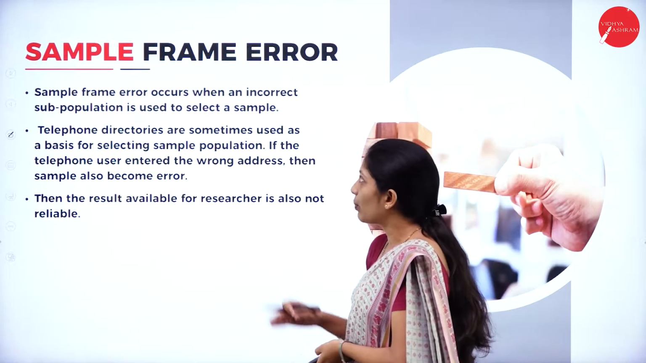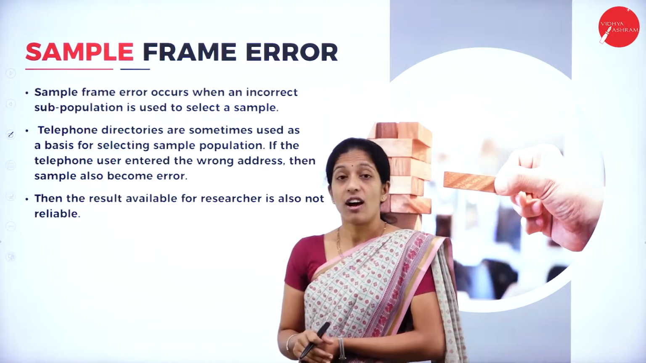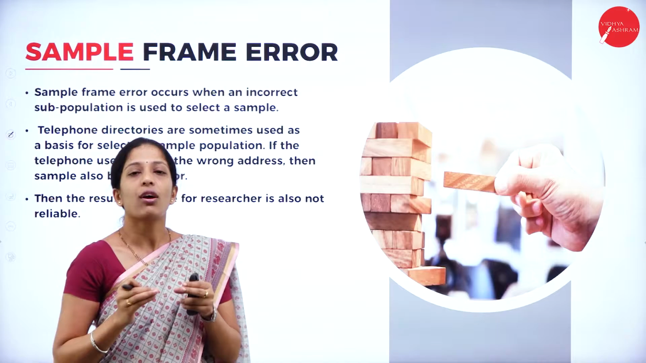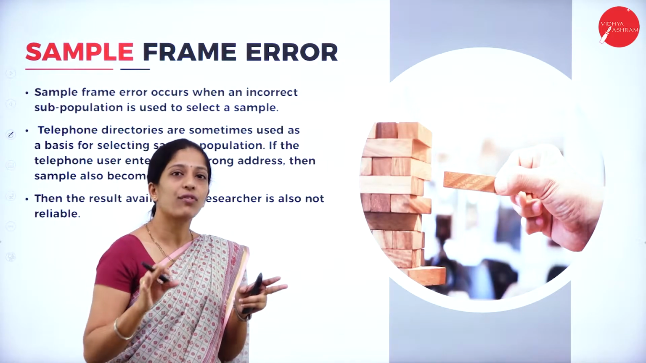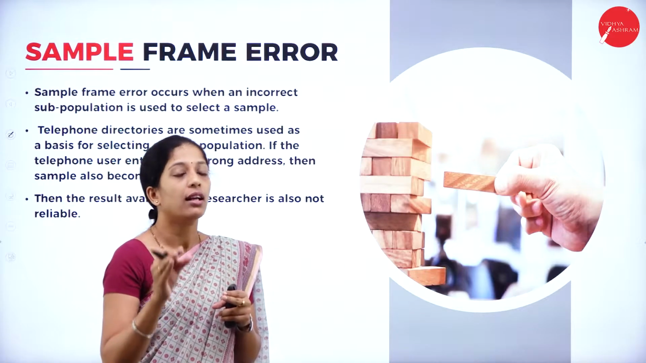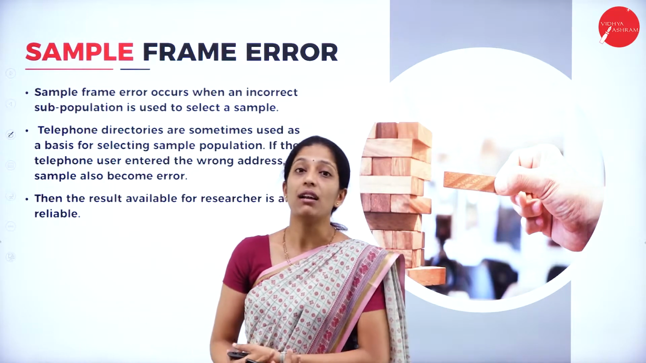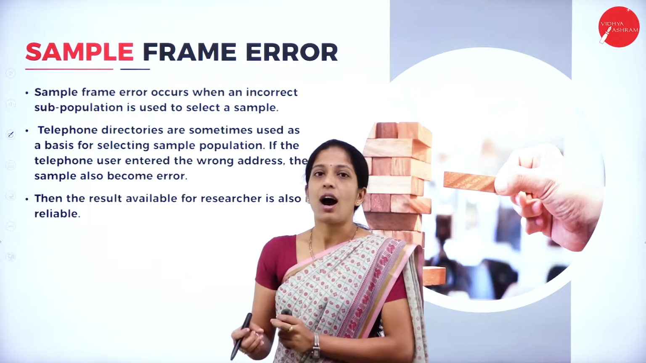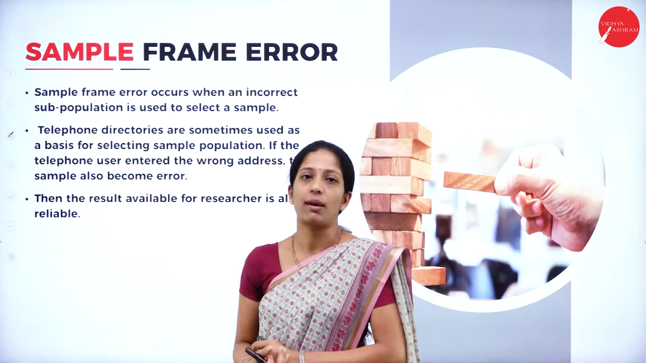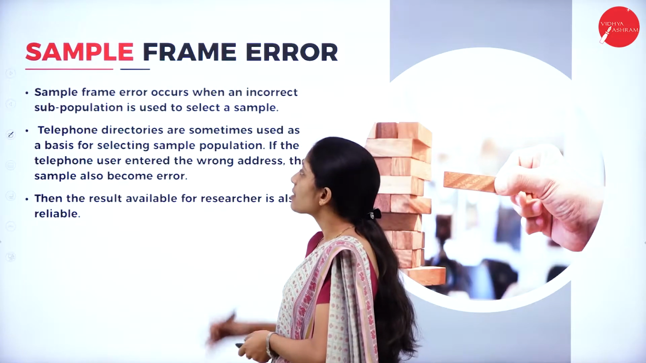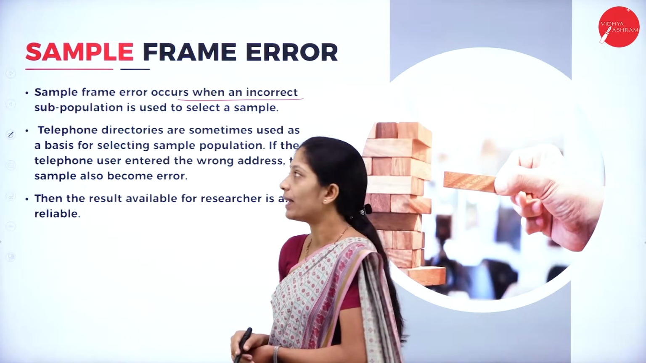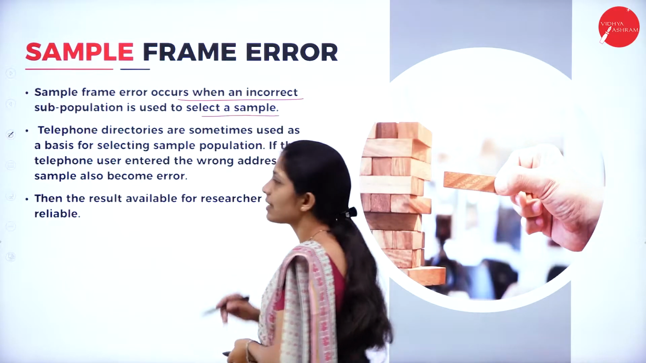Now, coming to the second one, sample frame error. Of course, we have identified who is the target population. Now, in order to contact them, what are the various sources where we can contact that population? That is known as sample frame error. That is how we will know about the population. Sample frame errors occur when an incorrect subpopulation is used to select a sample.